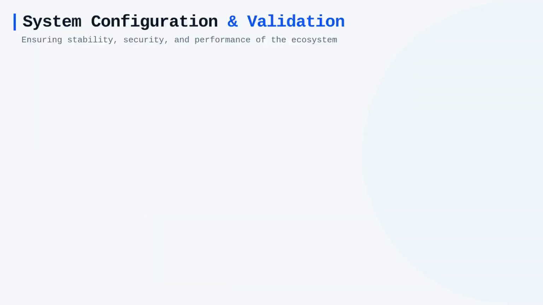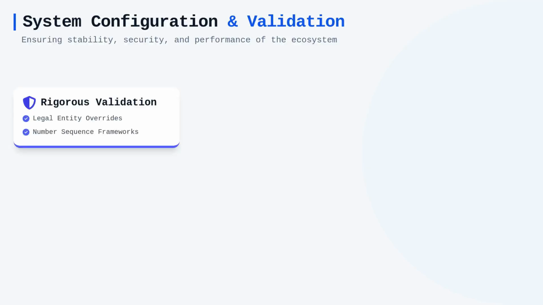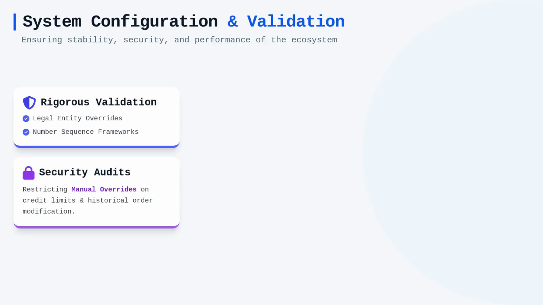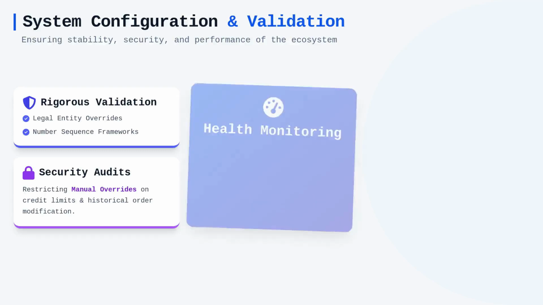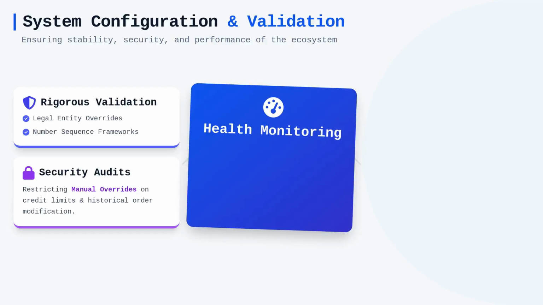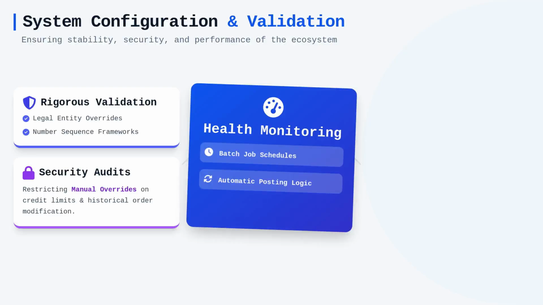The configuration of these processes mandates rigorous validation of underlying framework settings, including legal entity overrides and number sequence frameworks. Security role assignments must also be audited to ensure that only authorized personnel can manually override credit limits or modify historical order data. Beyond these static settings, administrators should monitor the health of these transactions by tracking batch job execution schedules that handle periodic updates, like order confirmation or automatic posting.